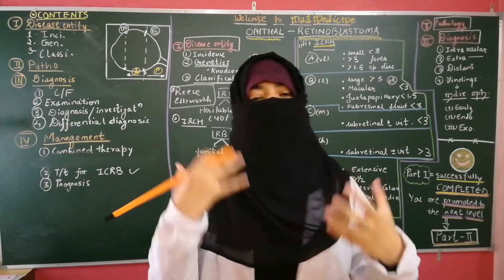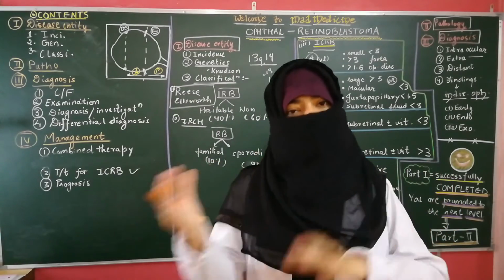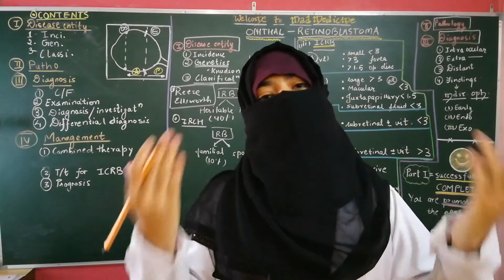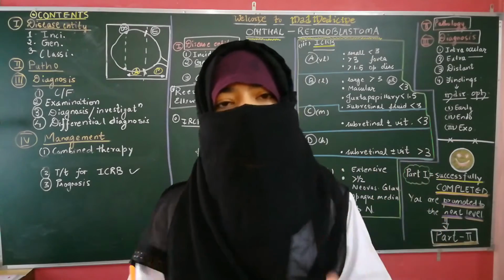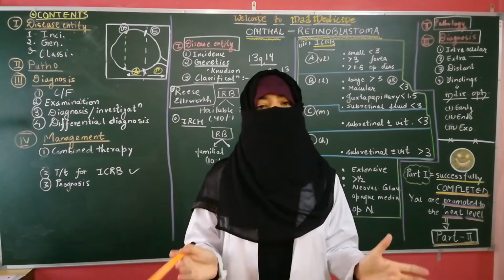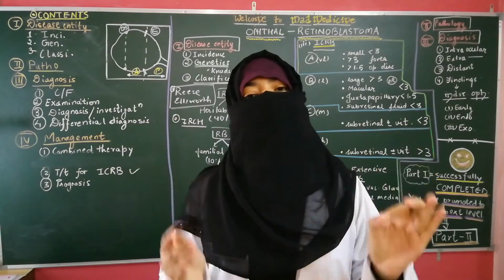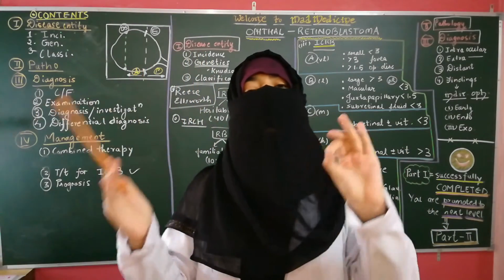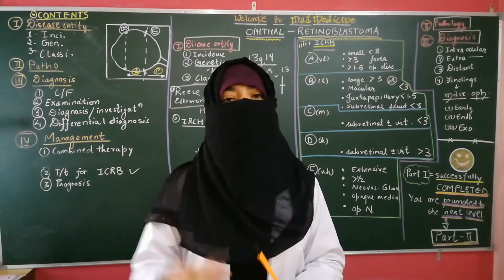Okay. Now let's have an explanation of this. There are 5 grades, A to E. Grade A implies a very low risk. Then B, low risk. C is moderate, D is high risk, and E is very high risk. So if you talk about type A, what does grade A imply? A means it is a small tumor less than 3 millimeters in size. It is at least 3 millimeters away from the fovea and at least 1.5 millimeters away from the optic disc.